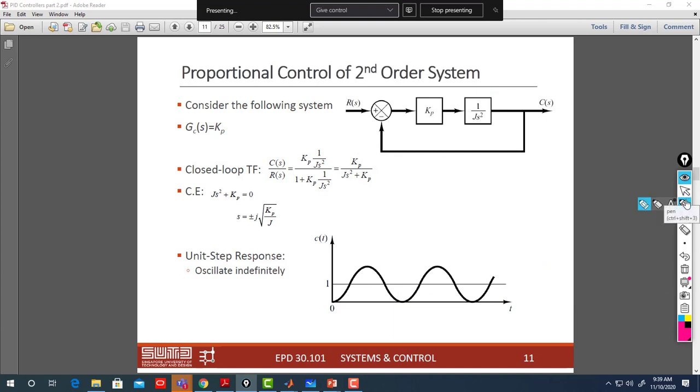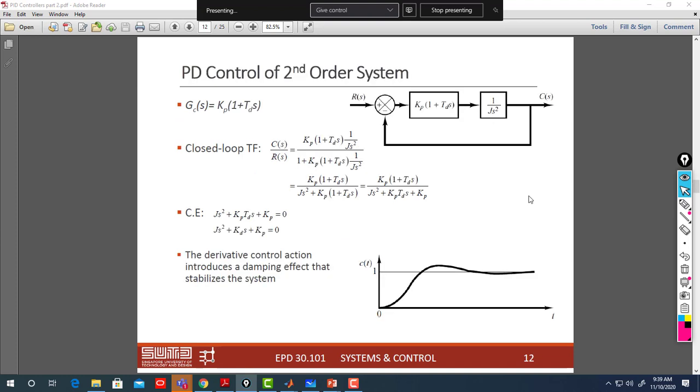Any question regarding this slide, the effect of Kp on this system? So let's see if I add a proportional derivative controller, PD controller. So now to my system I'm adding a PD controller. This is my plant, and I know my plant has 2 open loop poles at the origin.